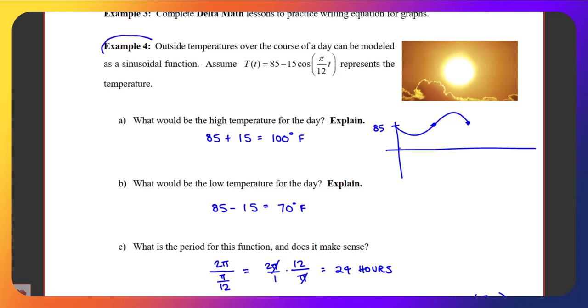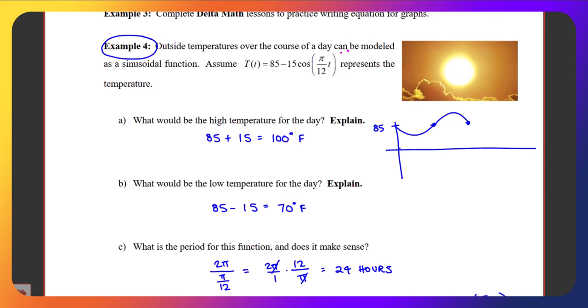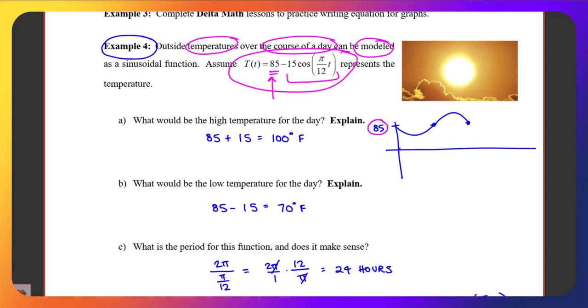In example 4, we are given a model of a situation, temperatures over the course of a day. So let's do a rough sketch. First of all, this is outside the function, and so that must be the vertical shift, so the midline goes up to 85. The amplitude is 15, but there's a negative here, which means we flip the graph.